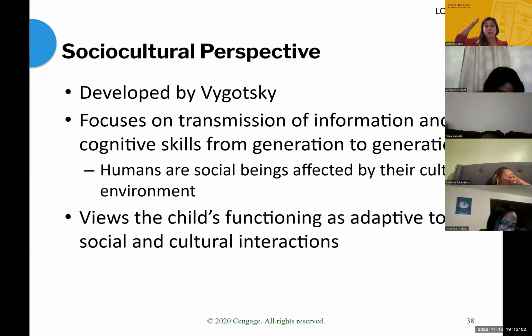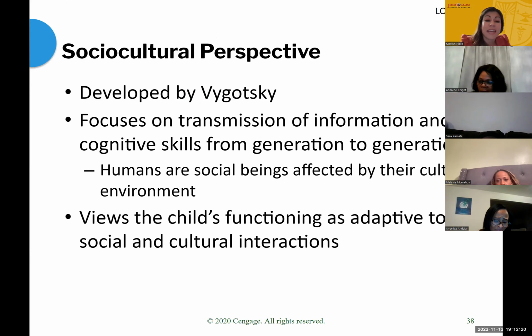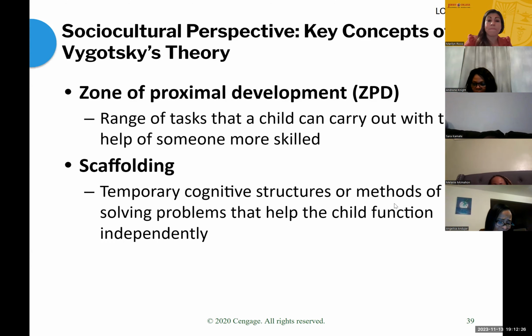All right. So the sociocultural perspective was developed by Vygotsky. He focuses on transmission of information and cognitive skills from generation to generation. He says that humans are social beings affected by their cultural environment. And he views the child's functioning as adaptive to social and cultural interactions. He also talks about the zone of proximal development and scaffolding.